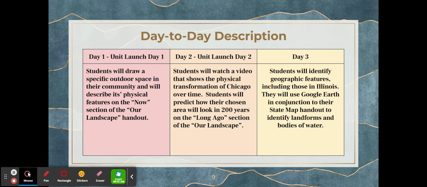On this day, students will turn and talk with peers as well as discuss through a whole group as to what specific location they drew and how they described it. On day 2, students will watch a video that shows the physical transformation of Chicago over time. We chose Chicago because it is a specific location to them and very relevant. Students will predict how their chosen area will look in 200 years on the long ago section of the Our Landscape handout, which we will show you later in this slideshow.